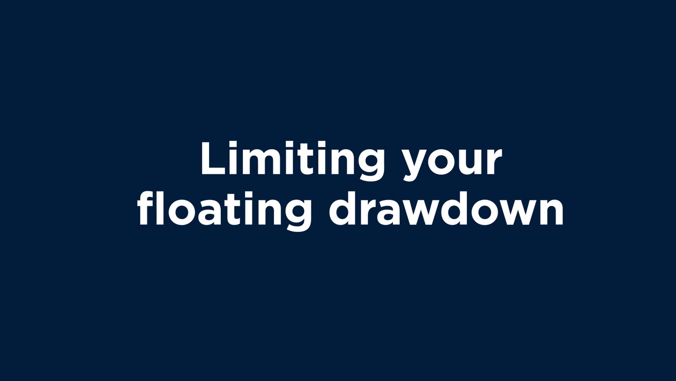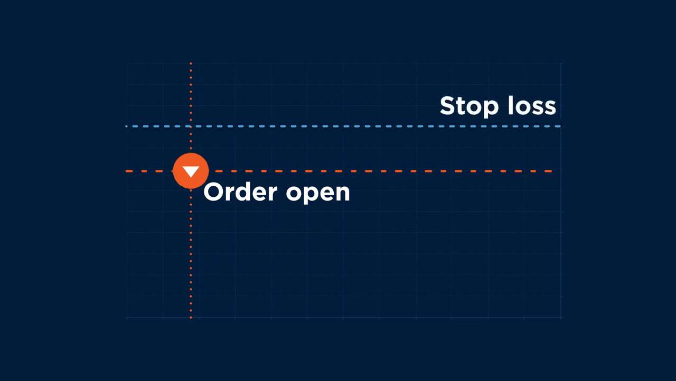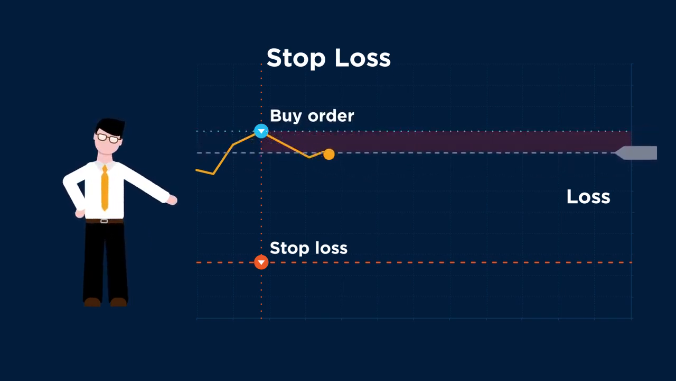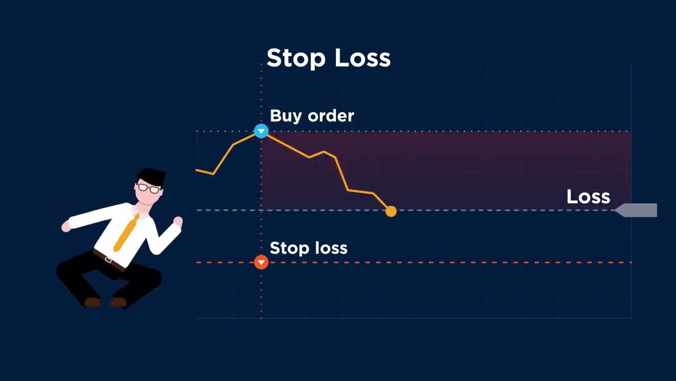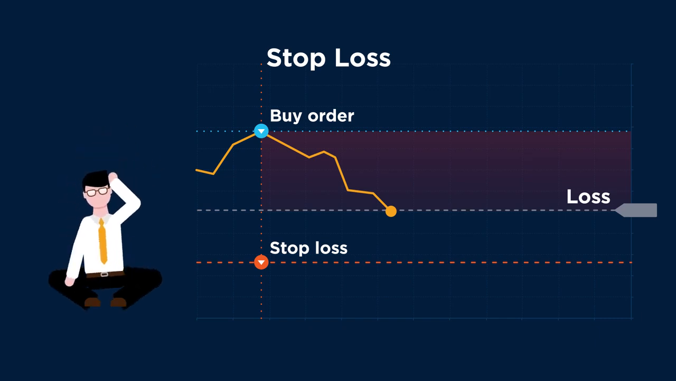Limiting your floating drawdown. Whenever you open an order, always set stop loss. In this case, the drawdown of your order will never exceed the level that you preset. It is often not that easy to convince yourself to close a losing order. MetaTrader's stop loss will make that decision for you. Important: do not adjust the stop loss level of an order you've already opened. This would mean you deviate from your strategy in the emotion of the moment.